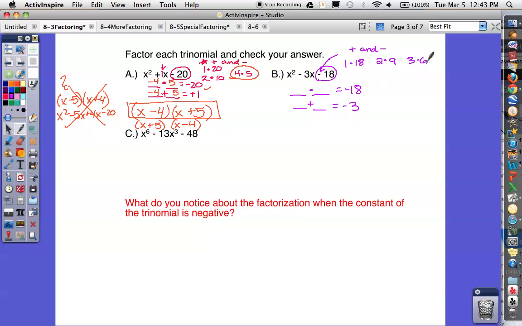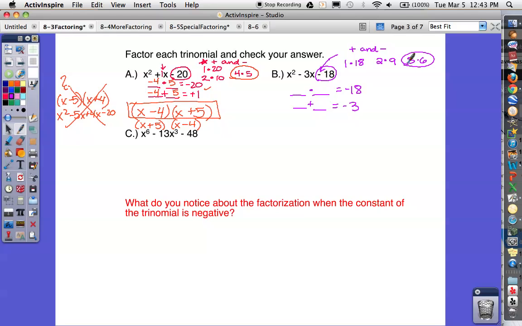Of these factors, which pair could give you a difference of 3? It's going to be a difference of negative 3, but right now just focus on that digit. Or 1 and 18, is there any way with positive or negative signs you could have a difference of 3? No. You would have 17, or negative 17, or 19, or negative 19. Okay, what about 2 and 9? Any way that you could add these numbers, whether they're negative or positive, to get a negative 3? No. 3 and 6? Yes.